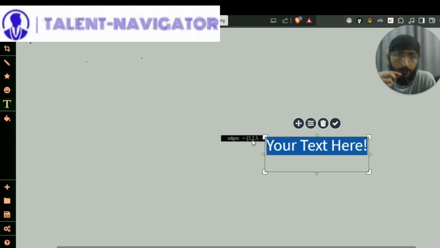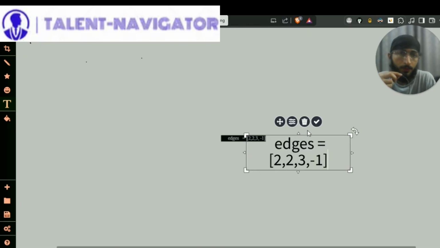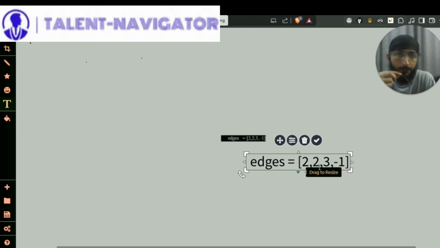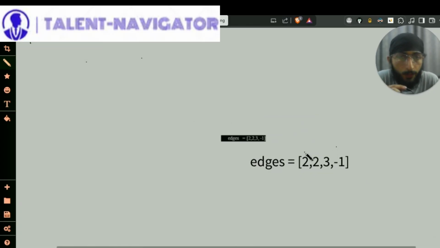Edges. Let me just do control Z for a second. Let's paste it here, right? So basically this is our edges. So what this means is that we have basically at the 0th index we have 2, at the 1st index we have 2, at the second index we have 3, and at the third index we have minus 1.